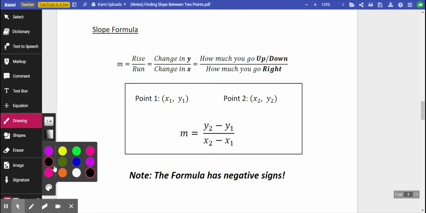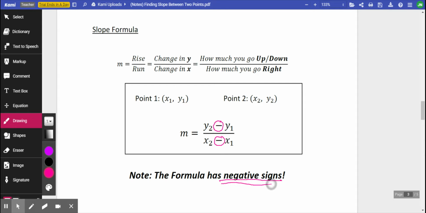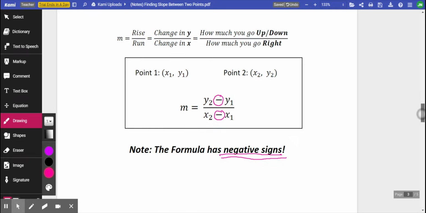Now, the one thing I will say about this is to be careful, because slope actually has negative signs in the formula. As you can see, there are 2 negative signs that are part of this formula. So don't forget about those negative signs, otherwise you're going to get the wrong answer once you simplify. Okay? So let's go over a couple of examples, and then I'll show you guys how it is actually useful when you're dealing with huge numbers.